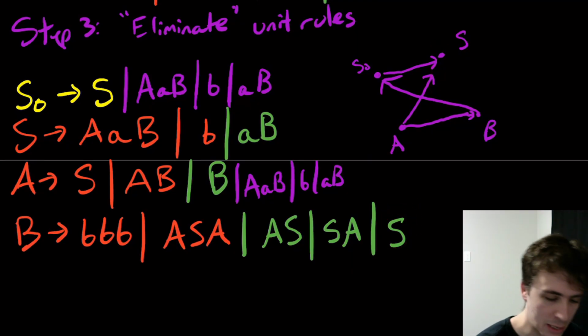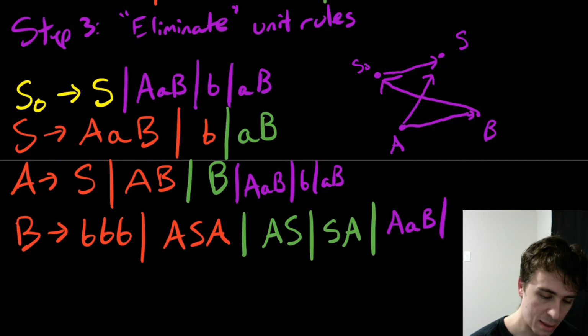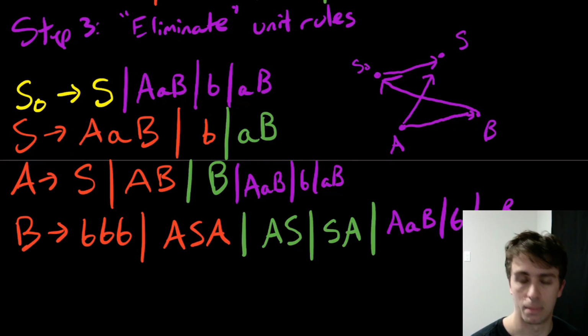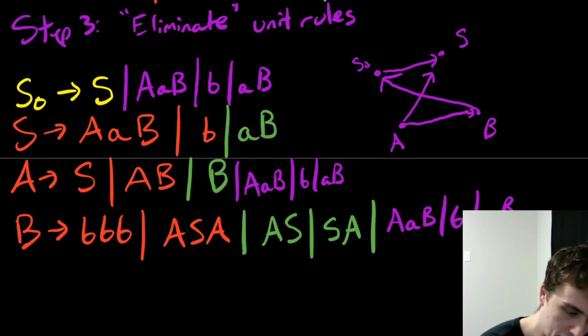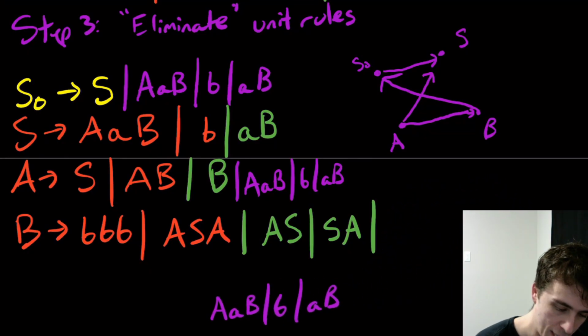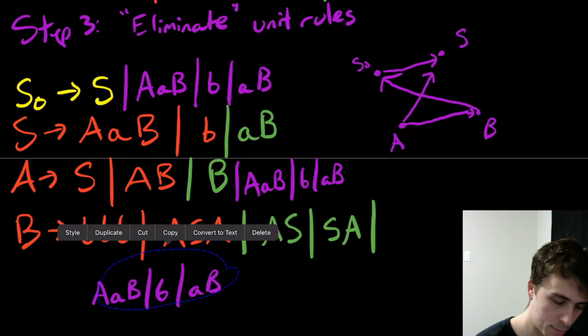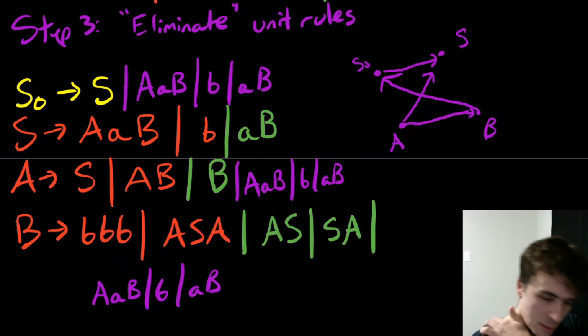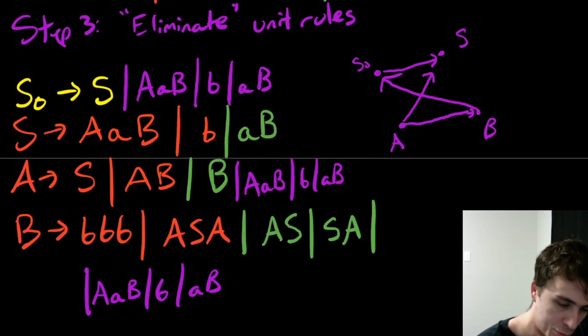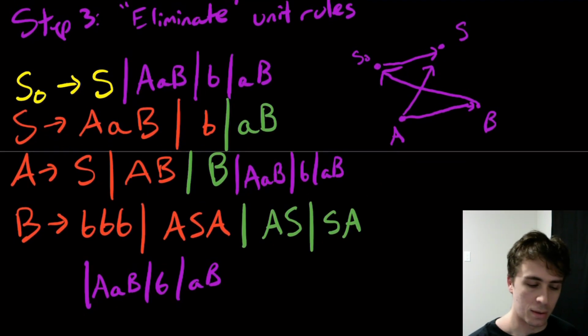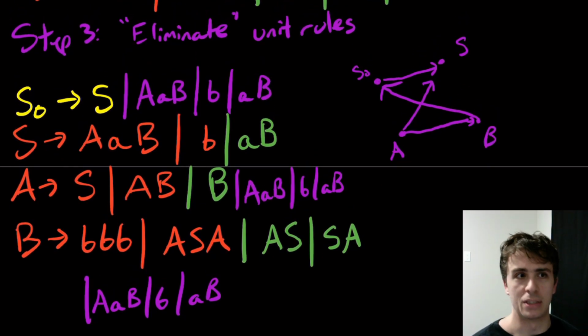Well, B also goes to S, and we can see that by this unit rule here. So again, we're going to copy the rules around, the S rules down to the variable B. So I'm going to have capital A, big B, little b, little a, big B. Actually, I'm going to move this so it's not in the way, and do it this way, so that it all fits on the same page.